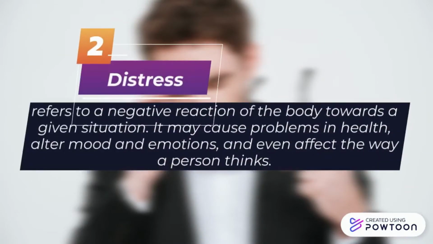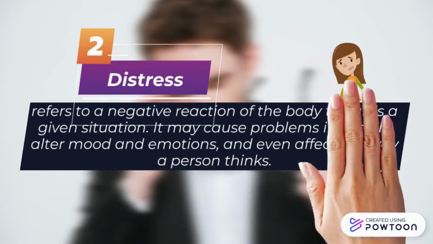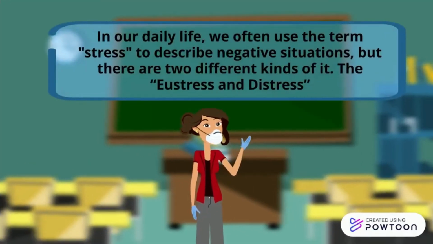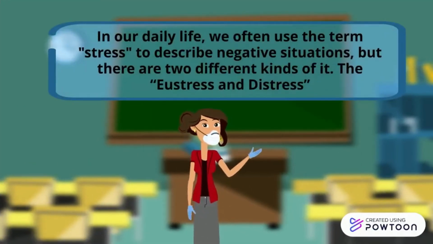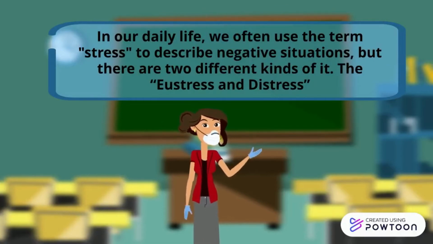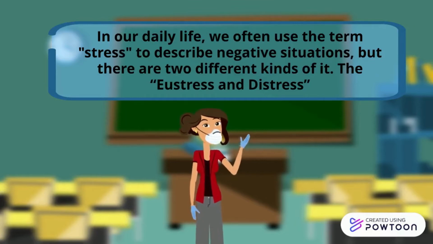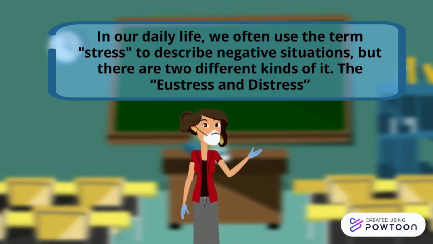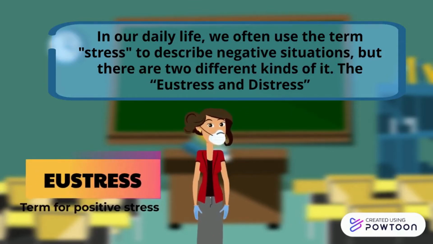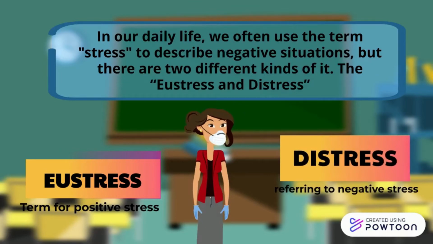2. Distress refers to a negative reaction of the body towards a given situation. It may cause problems in health, alter the moods and emotions, and even affect the way a person thinks. In our daily life, we often use the term stress to describe negative situations. But there are two different kinds of it, the eustress and distress. Let's take a look at their differences. Eustress is a term for positive stress, and distress is referring to negative stress.